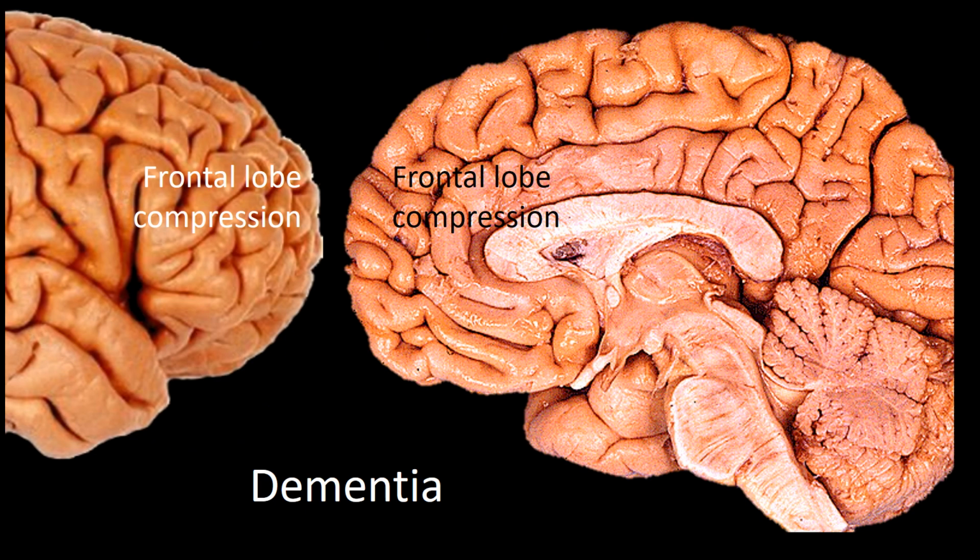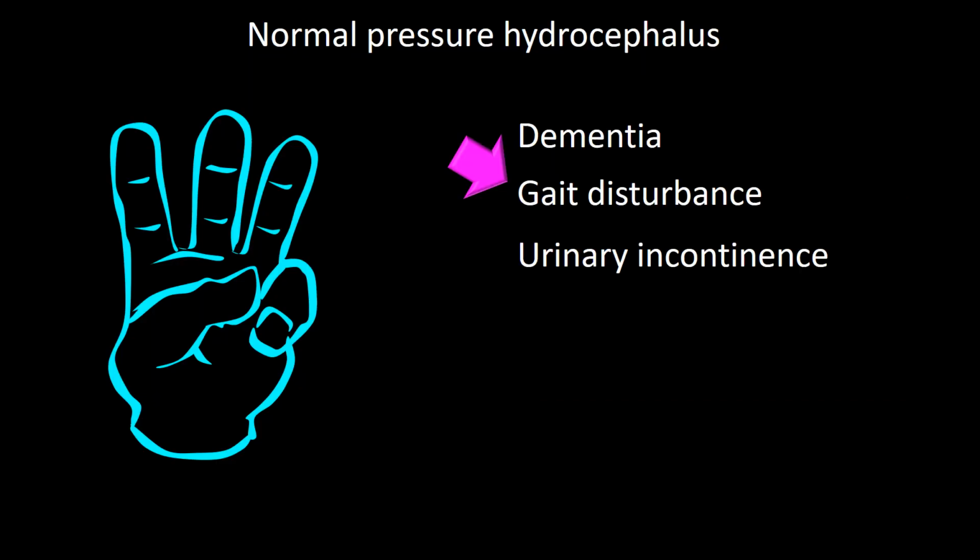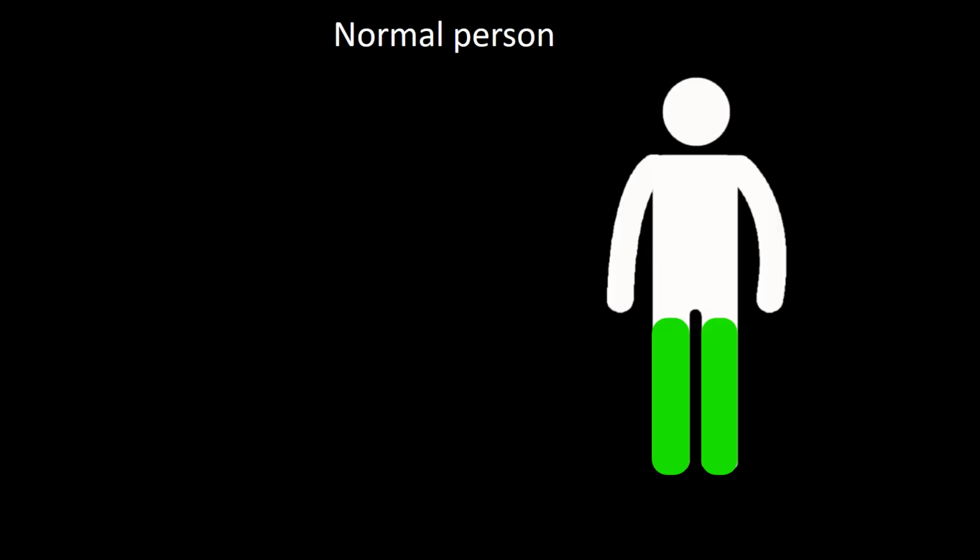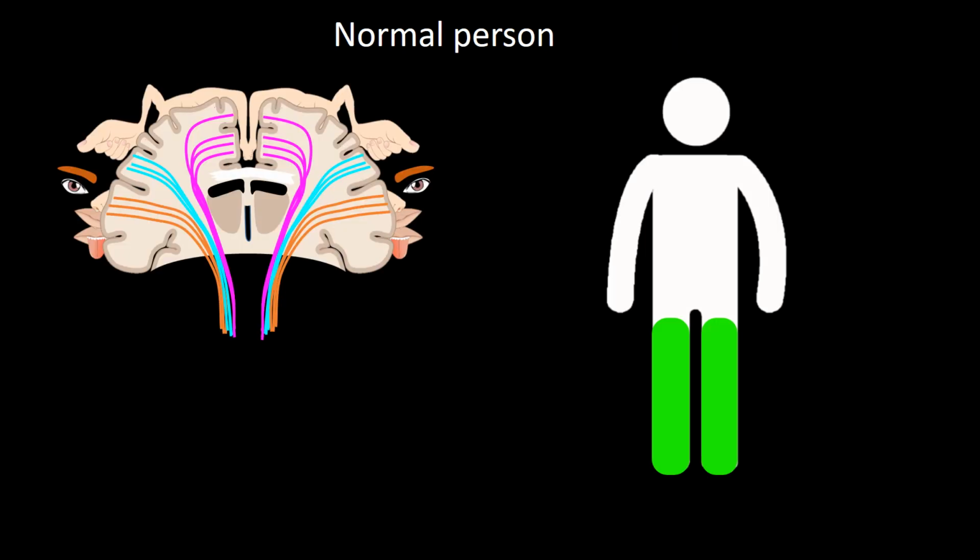Dementia is the result of frontal lobe compression, hence it has all the manifestations associated with it. Gait disturbance is the result of cerebral leg fibers involvement. I will explain how it happens. In a normal person, leg fibers, due to the position of the motor homunculus, here represented as magenta lines, travel close to the lateral ventricle. Those for the arms are further, and those for the face even further from the ventricles.